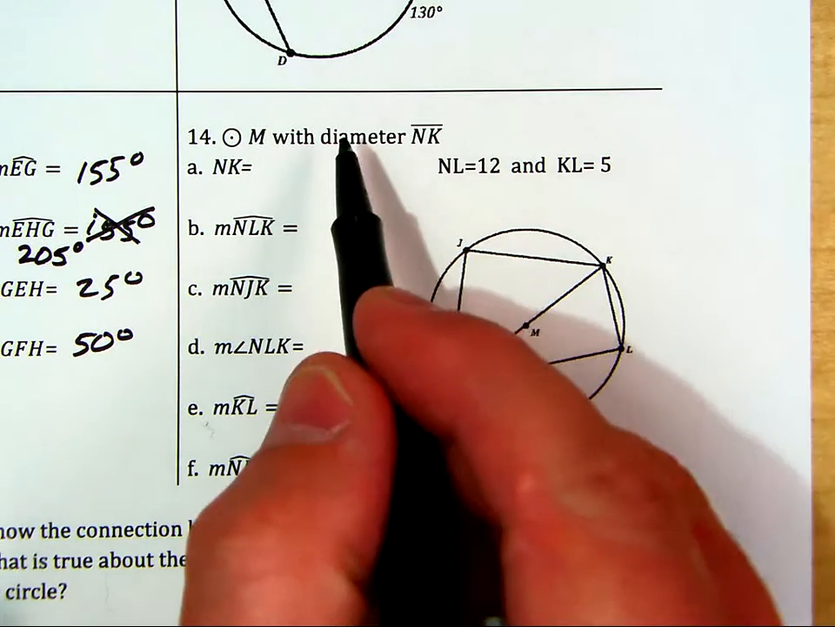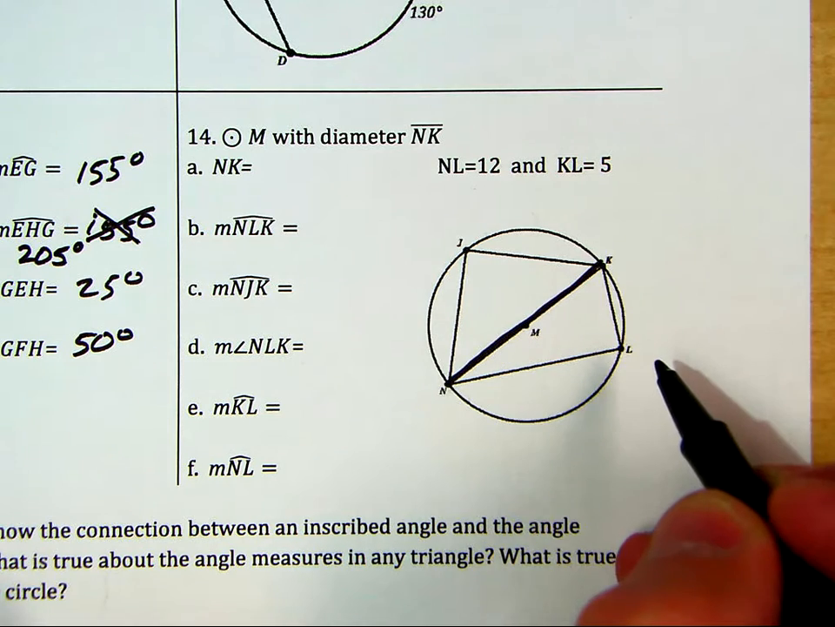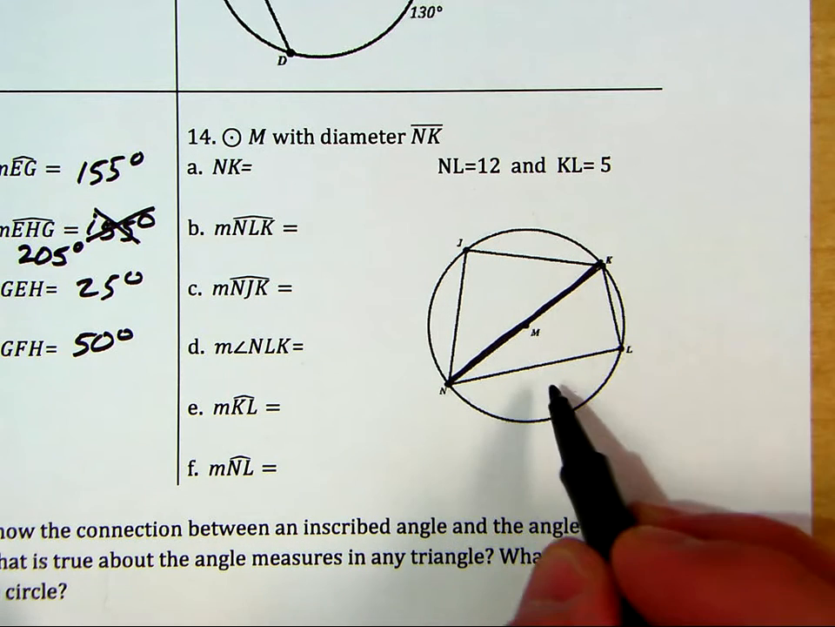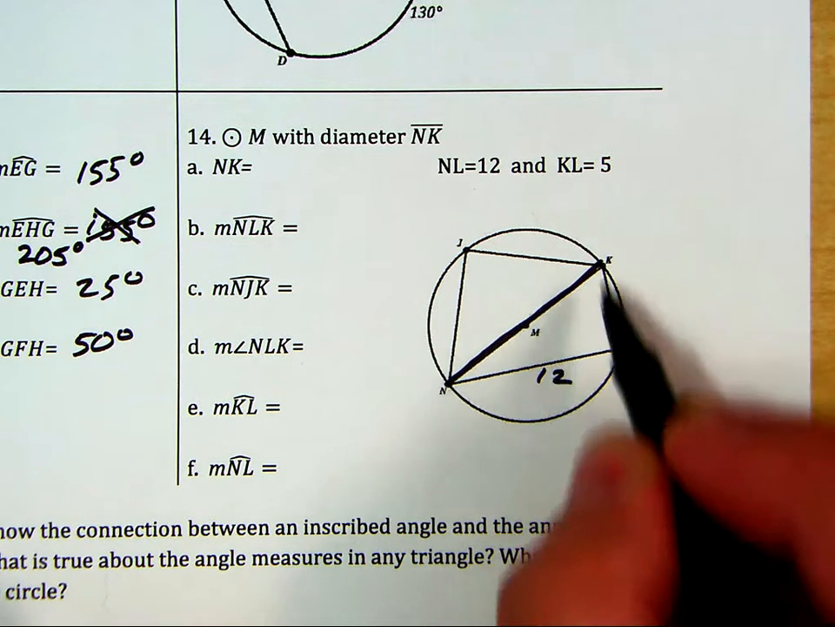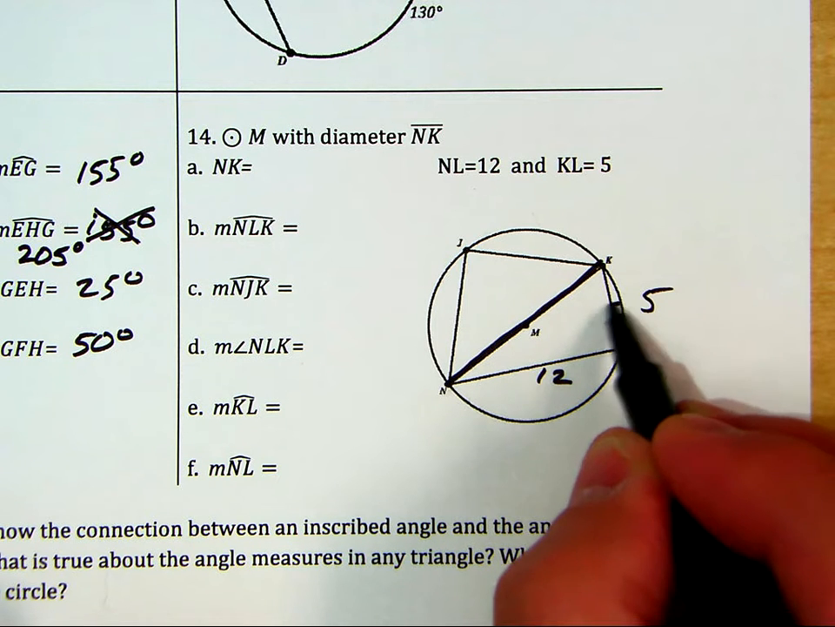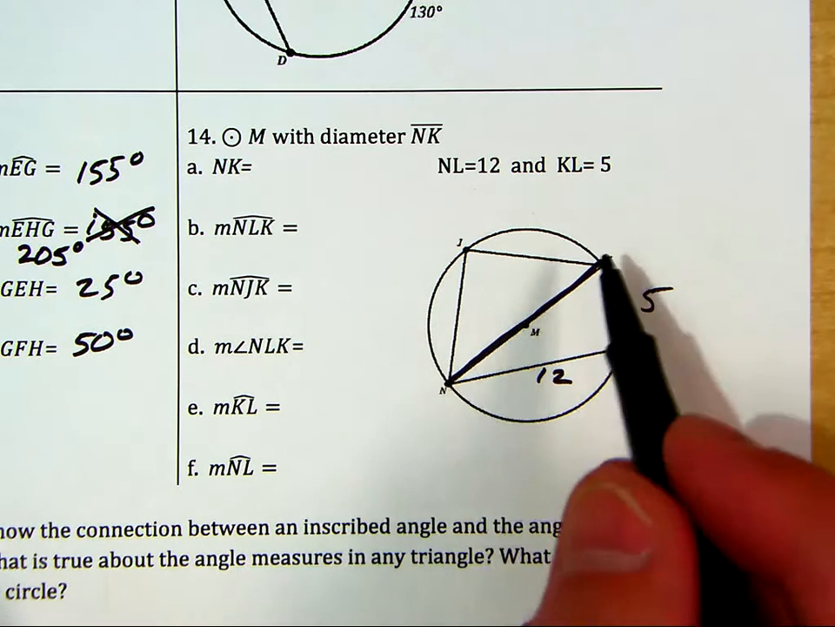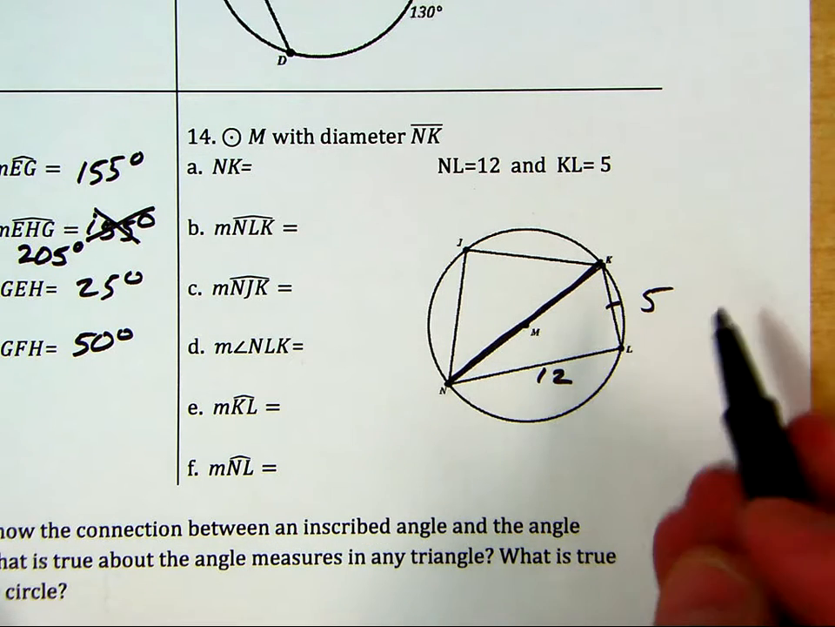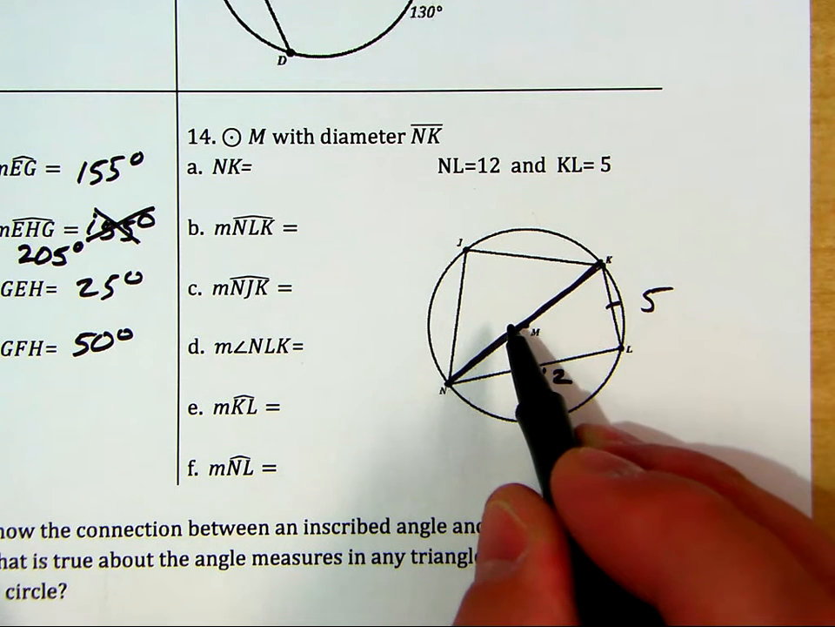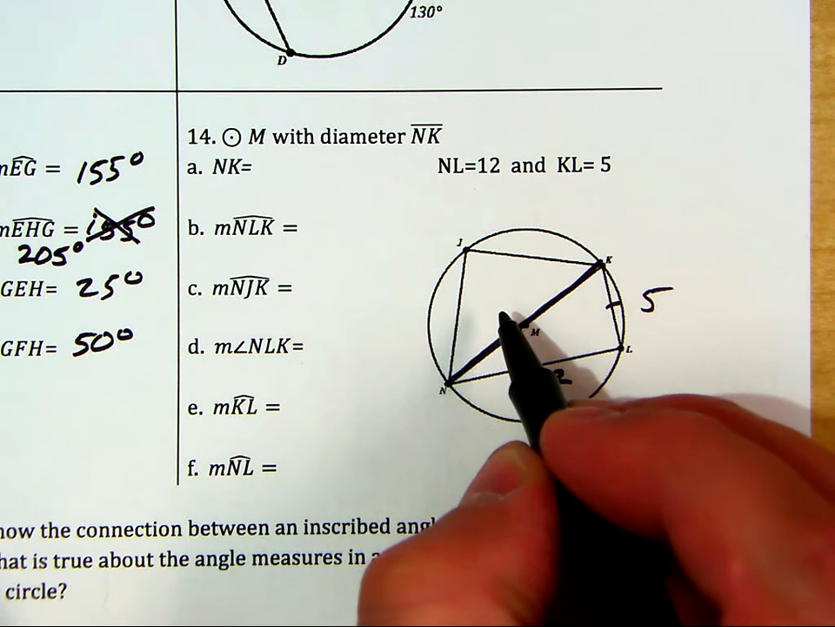What is it telling us? It's telling us NK is a diameter. That means something. NL is 12. That means something. KL, this part, is 5. This part right here. So, what is the distance of NK? Does anybody remember the Pythagorean triple? 5, 12. Anybody? Okay. I'll say it's 13.